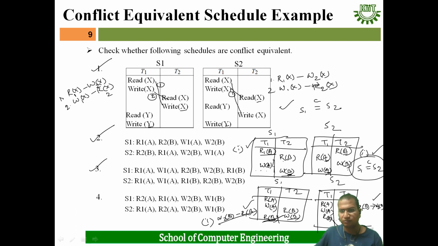That means S1 and S2 are not conflict equivalent to each other. Similarly, you can find out whether S1 and S2 are conflict equivalent to each other or not in the case of question number 4.